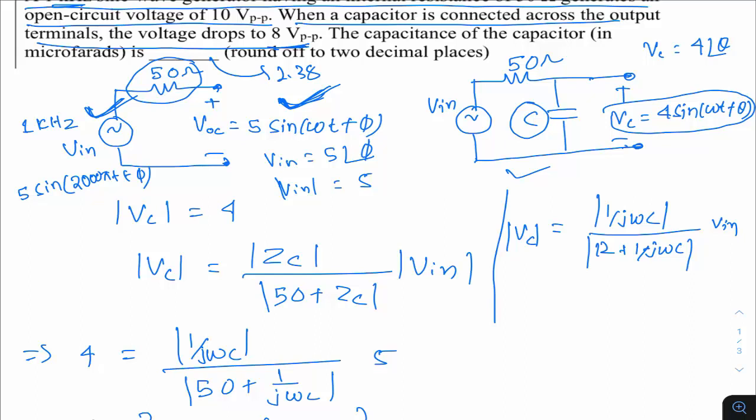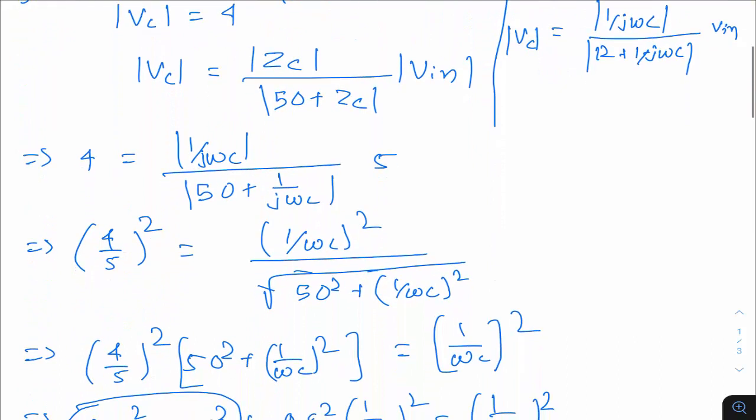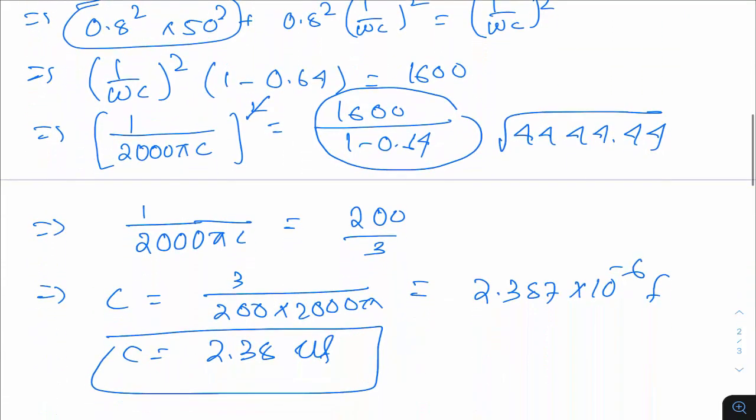So indirectly the V in was given, and since the magnitude is of only interest, not the phase, we have just dealt with the magnitudes. So we have written the equation of VC using the voltage division rule and found its magnitude. So this is the equation we are getting. Then by substituting the given data, with just the unknown quantity C, we are simplifying the normal mathematical calculations, and it is giving us the answer 2.38. So 2.38 is the right answer for this question.